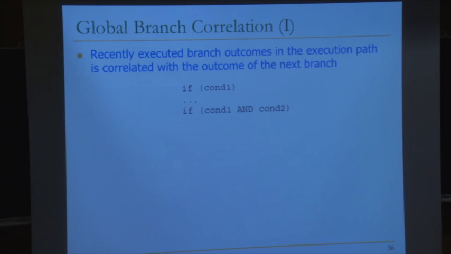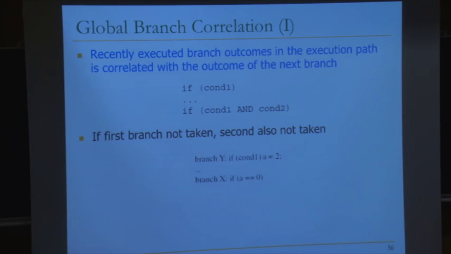For example, you have these two branches. The first is testing condition 1. The second is testing condition 1 and condition 2. And you do something if the branch is taken. Now, if you look at the second branch, if the first branch is not taken, you know that the second branch is also not taken. Right? So can you leverage this information about the recently executed branch?